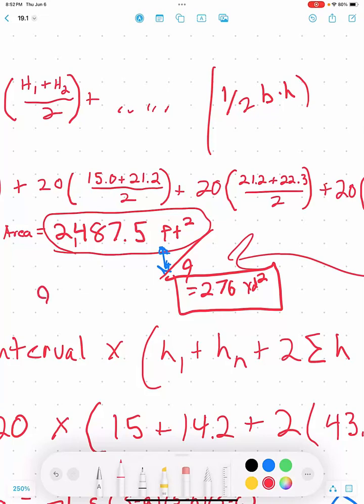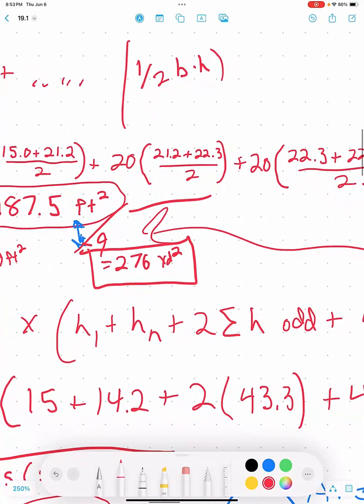So again, there's 9 yards squared, or sorry, not the right way to do that. 1 square yard is 9 square feet. So divide by 9 gets us 276.